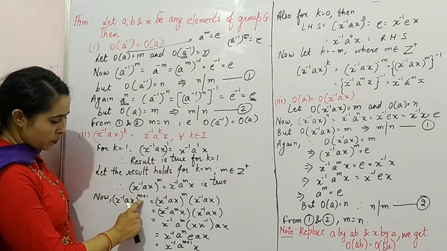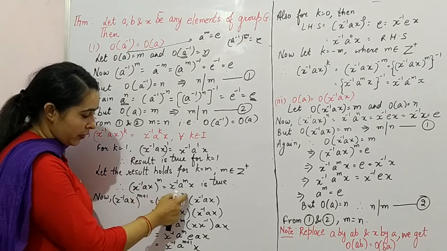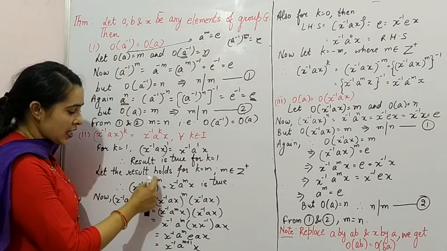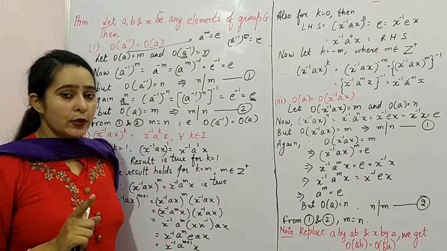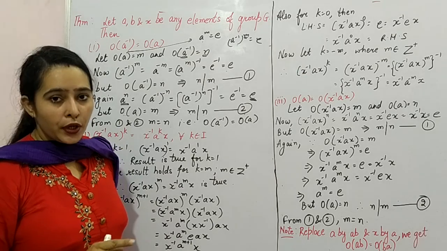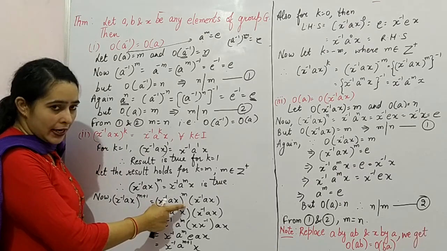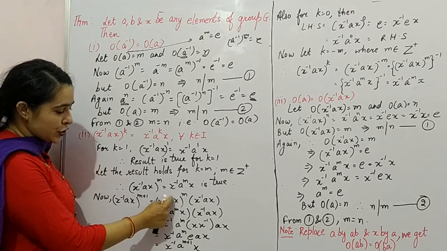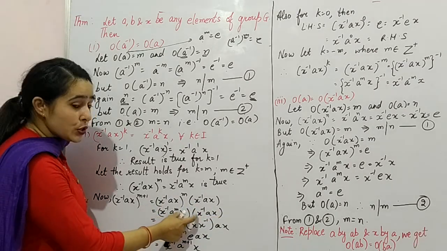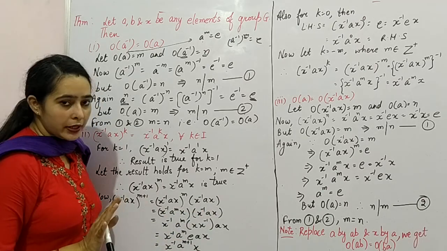Now we shall start with m plus 1: (x⁻¹ax)^(m+1). Now m plus 1 we can split it: (x⁻¹ax)^m raised to the power 1. Now here (x⁻¹ax)^m, as we have already assumed that the result is true for k is equal to m, therefore we can apply that result here. So apply it here, x⁻¹a^m x, and take the rest as it is. Now using associativity we can collect these two elements because these all are in multiplication.